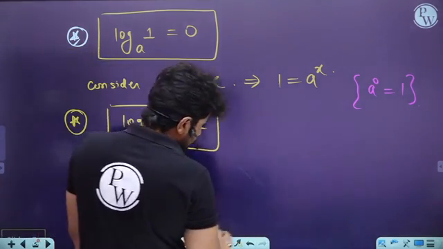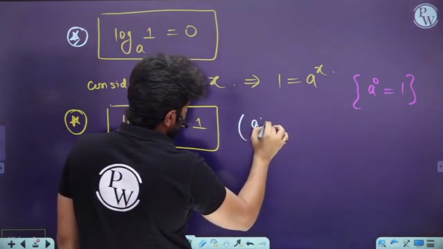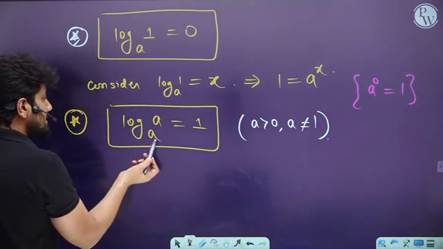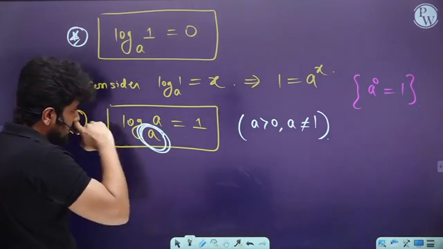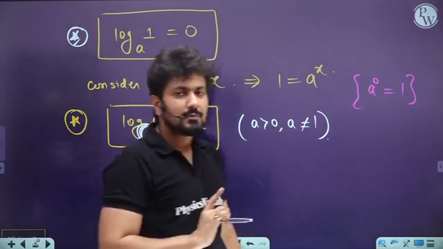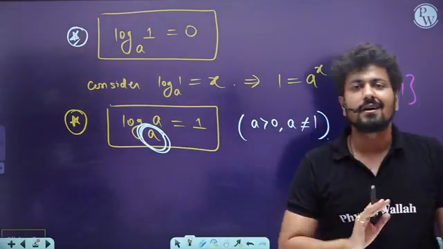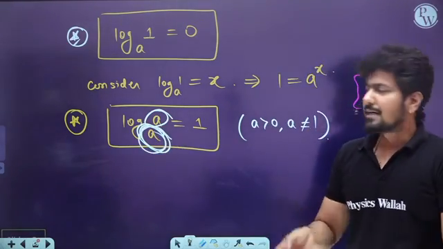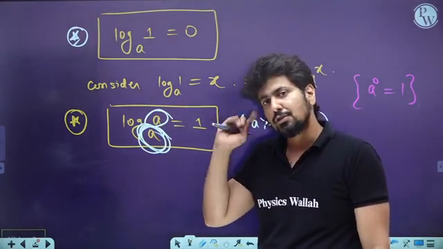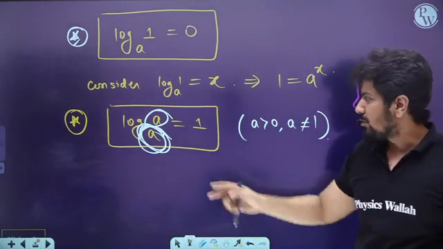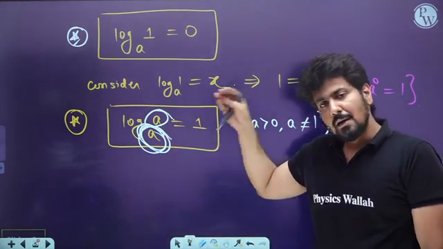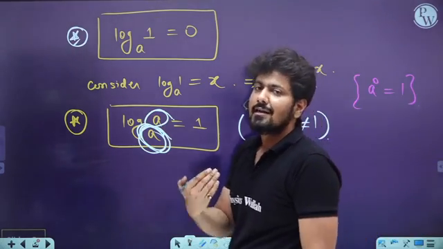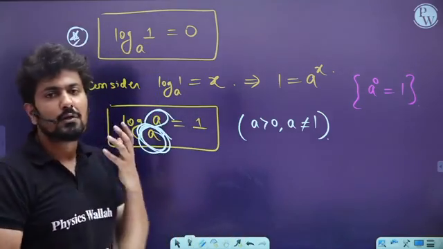Here, a has a condition attached: a should be greater than 0, and a should not be equal to 1, because a is in the base as well. So base has some responsibility. Log comes with conditions. There is a condition on this number, and there is a condition on the base. The base should be positive, and this number should also be positive. Basically, both of them should be positive. But there is an additional condition attached to the base, that the base should not be equal to 1.